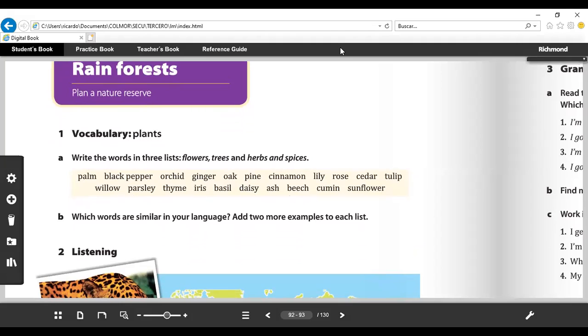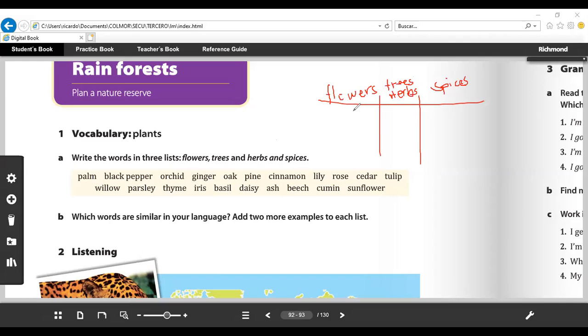So what you have to do, I'm going to show you. What you have to do in your notebook, and this is going to be your homework, you have to make 3 columns. Okay, the first one is going to be flowers. The next one, like it says right here, trees and herbs. Trees, herbs. And then the last column is going to be called species, right here. And you have to put them in the correct column.